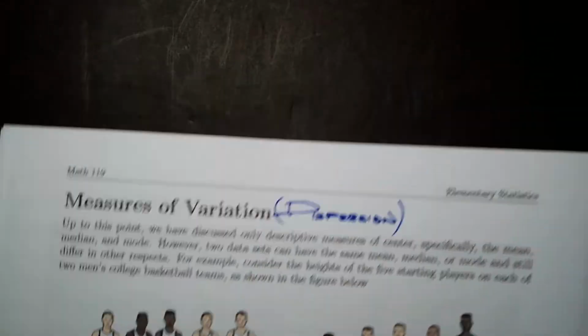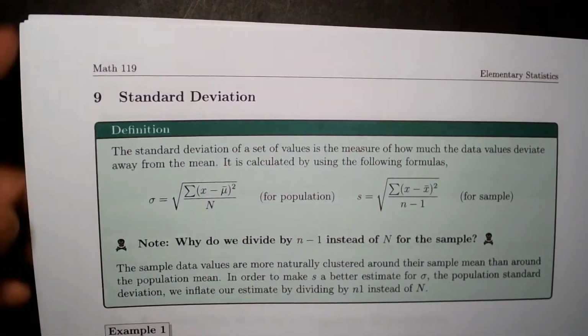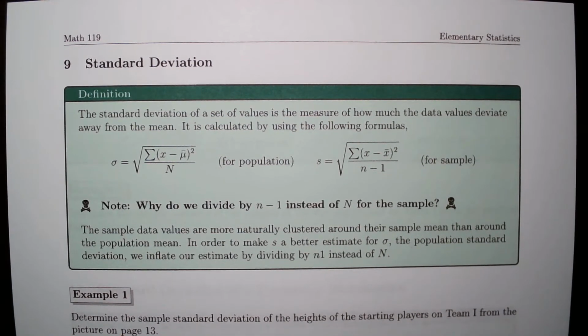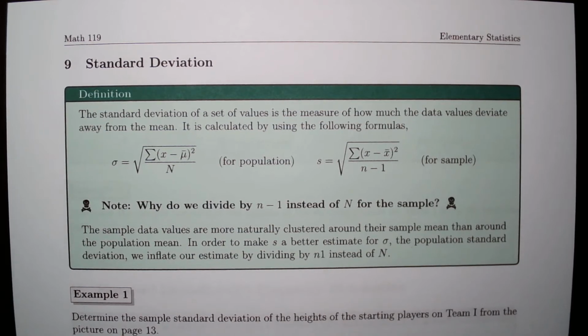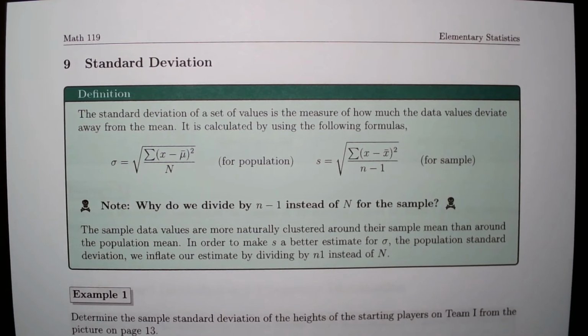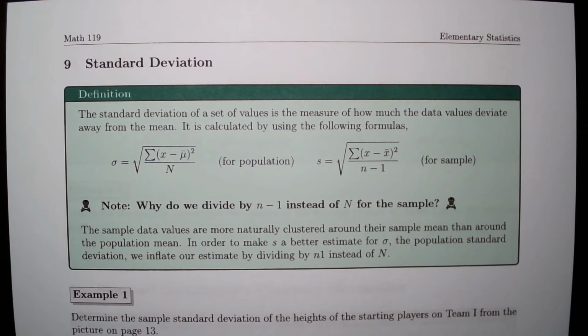All right, let's look at the next page, and then we're going to look at one of the most important pieces of information that we are going to use for almost the rest of the semester, which is the standard deviation. The standard deviation of a set of values is a measure of how much the data values deviate away from the mean. It is calculated using these two formulas, depending on whether we are looking at a sample or the population.